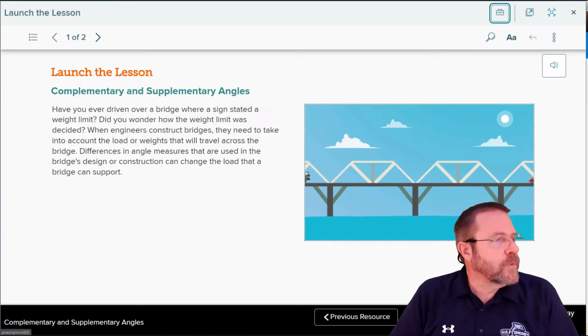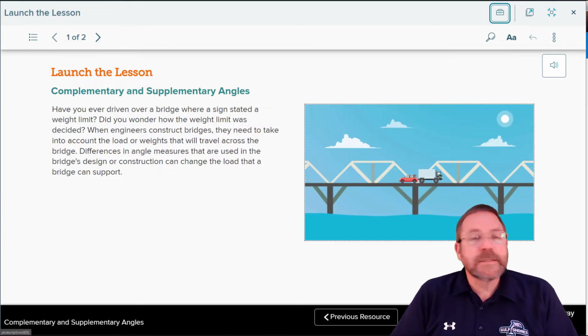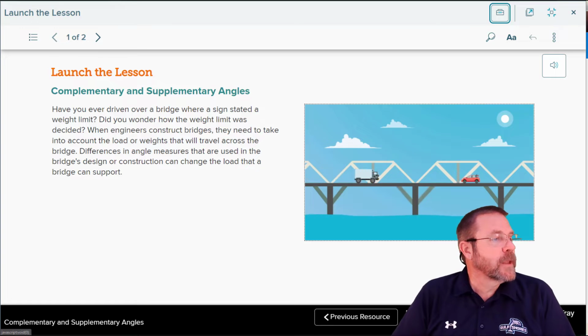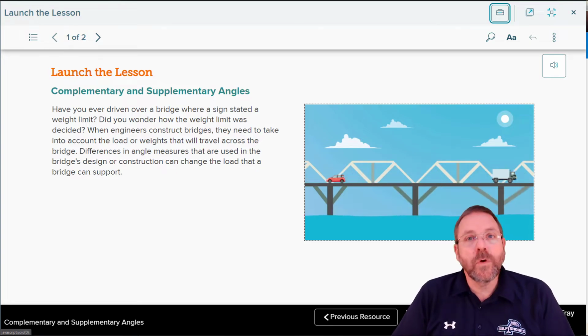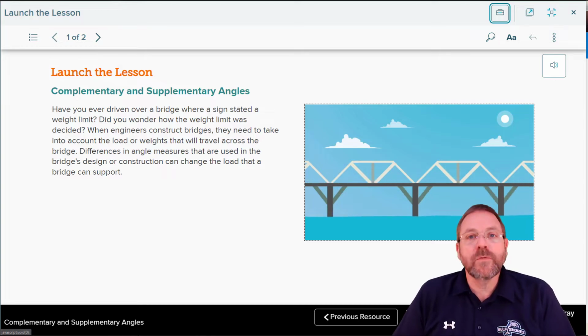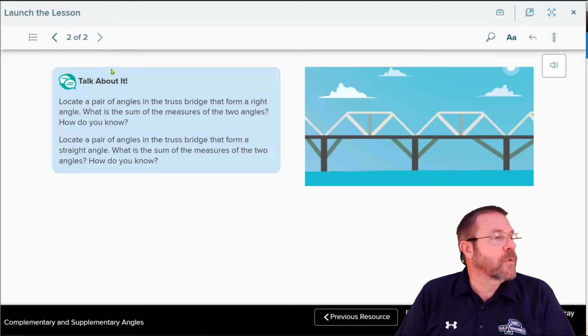Have you ever driven over a bridge where a sign stated that there is a weight limit? Did you wonder how the weight limit was decided? When engineers construct bridges, they need to take into account the load or weights that will travel across a bridge. Differences in the angle measurements that are used in the bridge's design and construction can change the load that that bridge is going to be able to support.